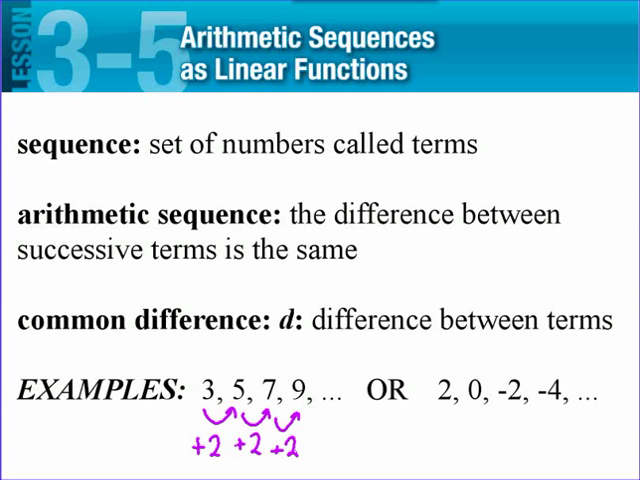Okay. So let's look at the next one. 2, 0, negative 2, negative 4. What would the next term be here? Negative 6. What are you doing every time there? Subtracting 2. So if I start by subtracting 2 here, that means on every term after that, I have to subtract 2. So this number here has to be the same with every term.